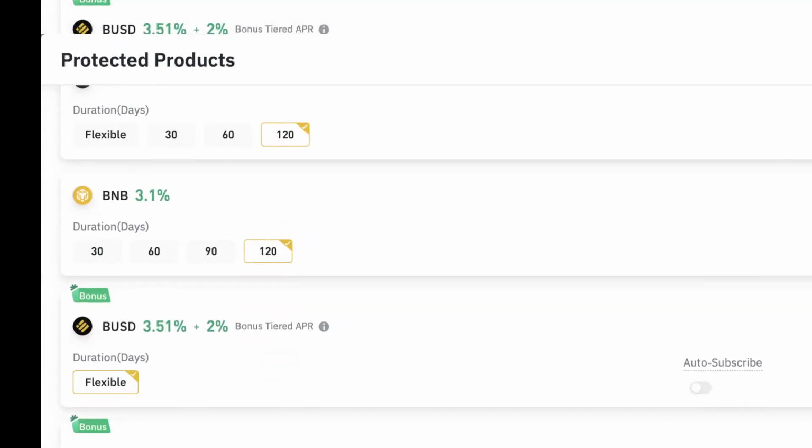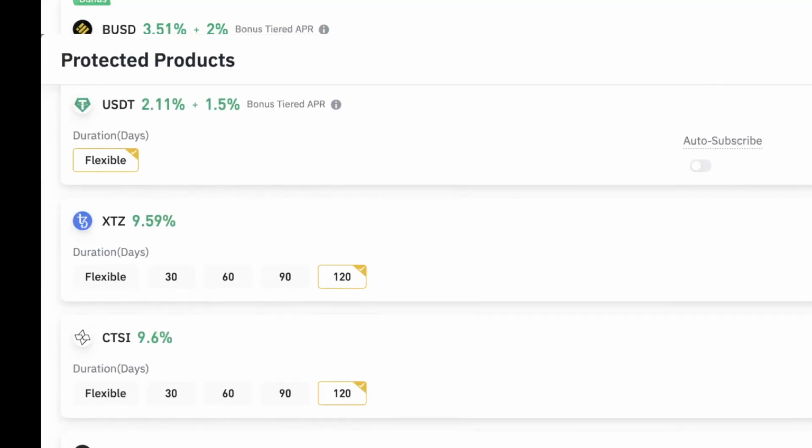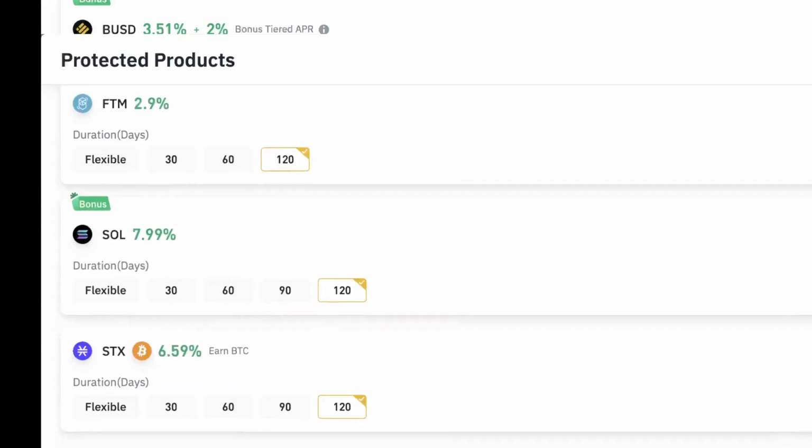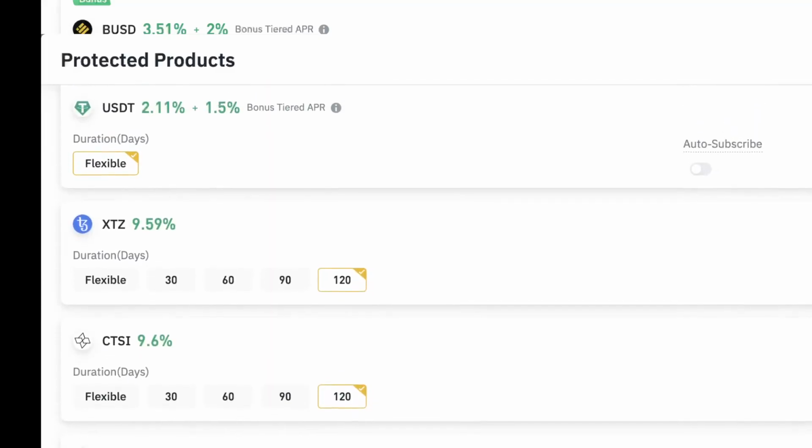There's so many more. You can see for stable coins, it's definitely lower. It doesn't mean they're bad. It's just because for stable coins, you won't lose anything. That's very stable and safe to do. Some of the returns are pretty crazy. For example, you can see for Solana, it's 7.99%, and that is for the whole year. You need to lock down for 120 days. So it's still pretty good, right?